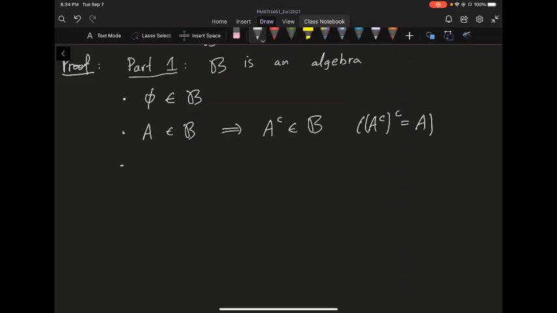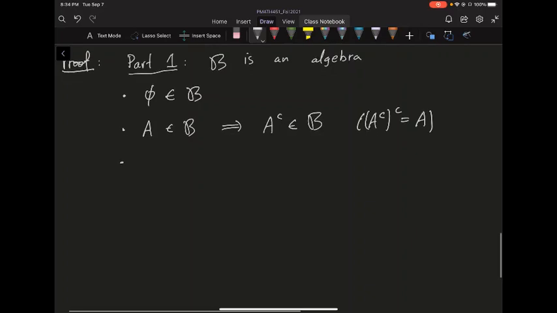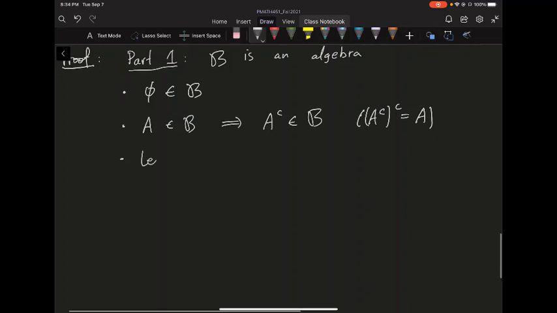So you only need to show it's closed under finite union. We're only showing it's an algebra in this video, so only closed under finite union. And the good thing about finite union is that if you can show it's closed under the union of two sets, then you can use induction to add more and more, so it's always closed under finite union. So let's show that it's closed under the union of two elements. Let A and B be some elements in B. Let's show that A union B is also in B. Here's what we want to show.